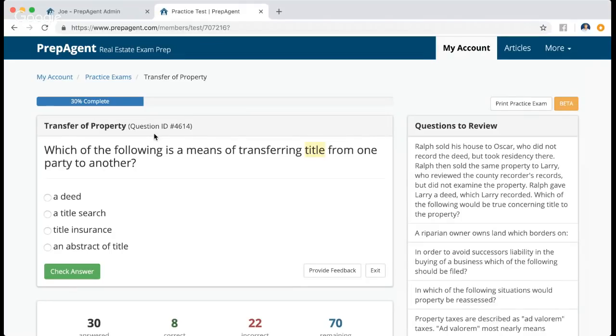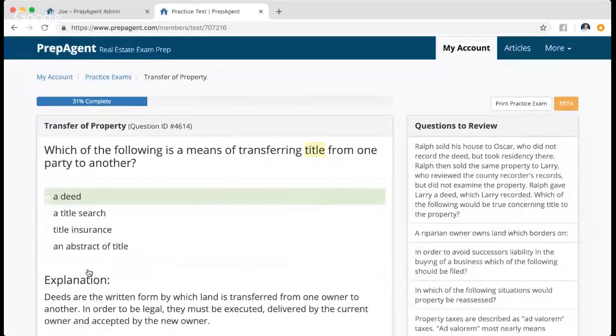Which of the following is a means of transferring title from one party to another? A, a deed, B, a title search, C, a title insurance, or D, an abstract of title? And the answer is A, a deed.